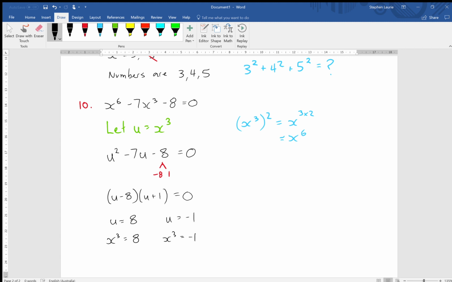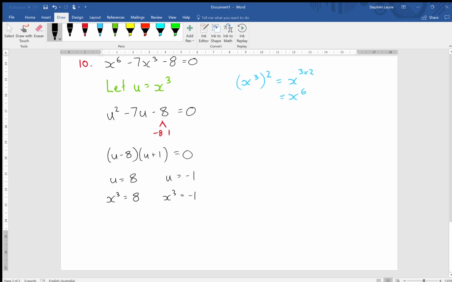And then we need to take the cube root of both sides. Not the square root, the cube root in this case. That's the opposite of cubing something. So when we take the cube root, we get 2 or we get -1. And there are our answers for number 10.